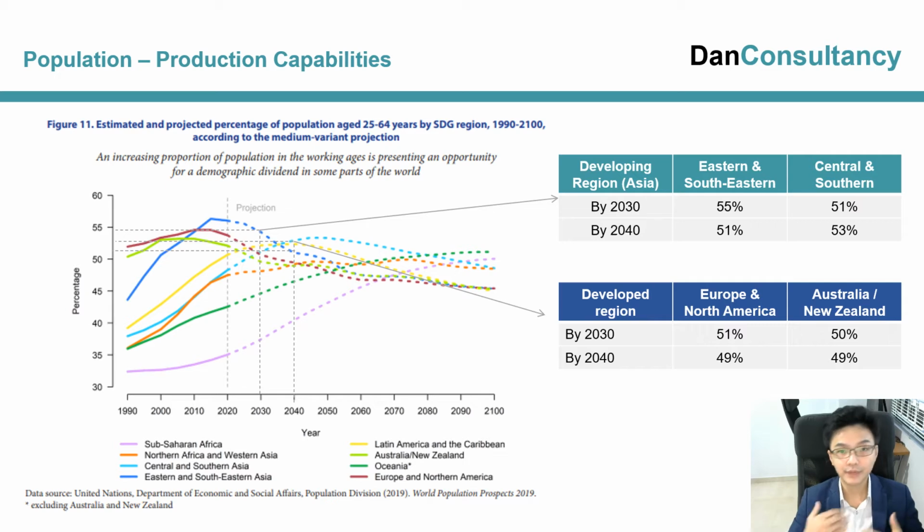Compare that to the figures that you can expect from the developed regions, as well as the sheer population size of each of these regions. We can infer that there will be way more working adults in Asia who are able to produce and contribute to an economy as compared to the developed regions.